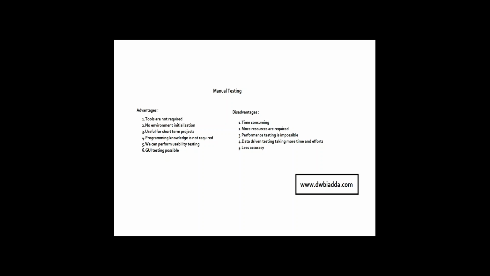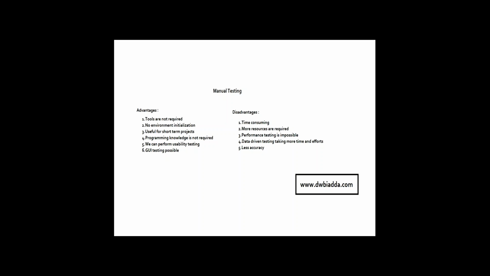In automation testing, we have some software and tools, so some environment setup will be there. But in manual testing, there is no environment setup. You can directly open the application with the help of the URL, and then you can perform the manual testing. So there are no environment issues. Directly you can open the application.